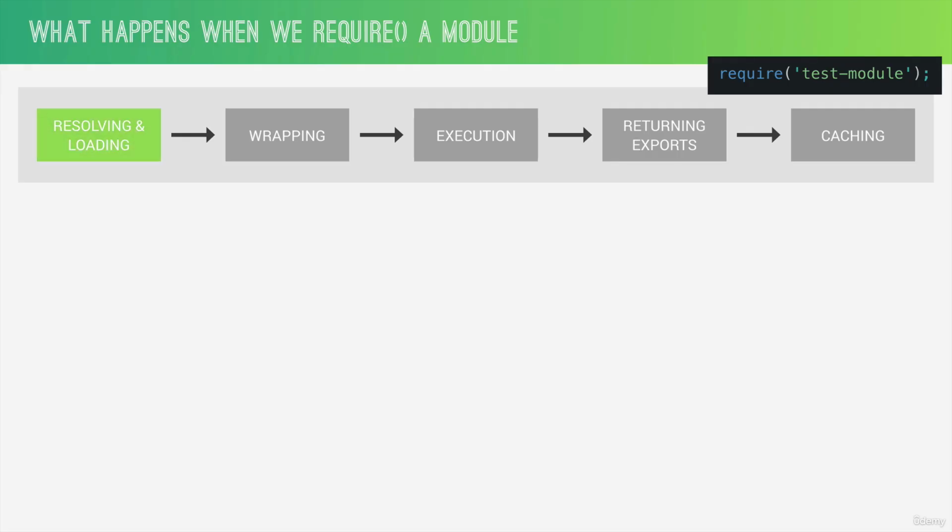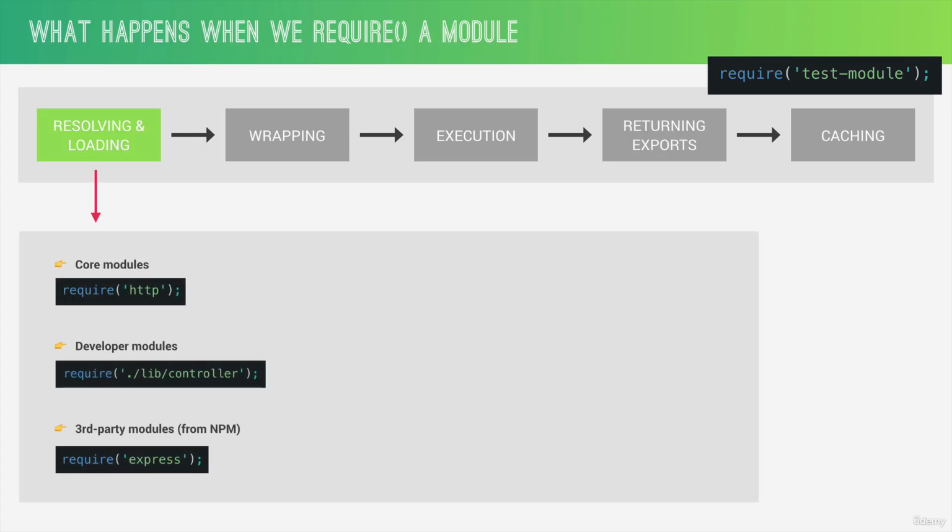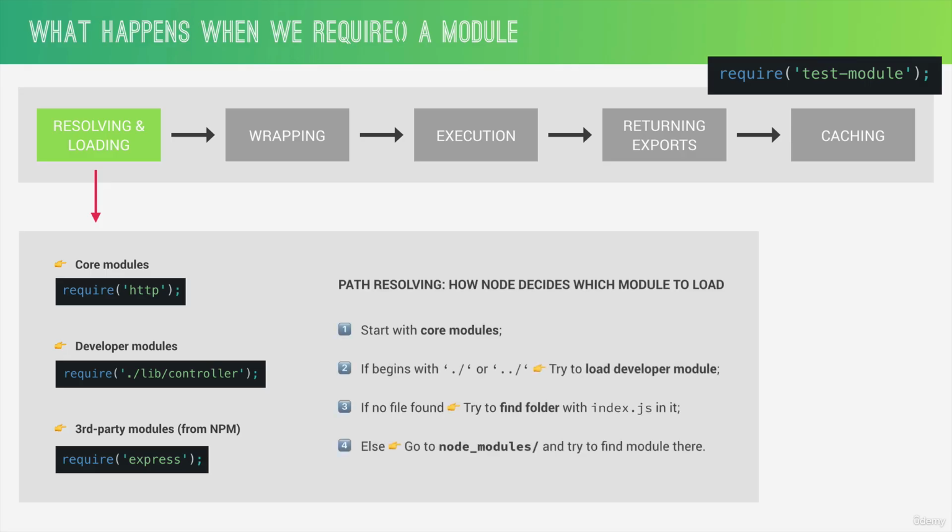So first off, how does Node know which file to load when we require a module? Because remember, we can actually load three different kinds of modules: Node's core modules, our own modules, or third-party modules from NPM, like Express, which is the Node framework that we're going to use throughout most of the course. This process is known as resolving the file path, and here is how it works. When the require function receives the module name as its input, it will first try to load a core module with that name, like for example the HTTP module. It will automatically find the path to that module and then load it.